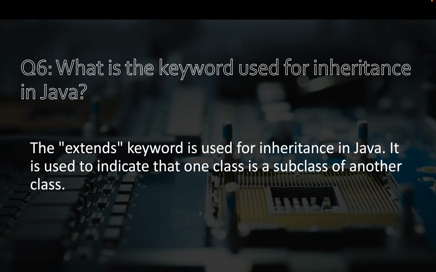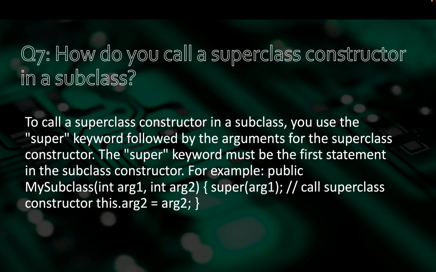Question number 6. What is the keyword used for inheritance in Java? The extends keyword is used for inheritance in Java. It is used to indicate that one class is a subclass of another class.